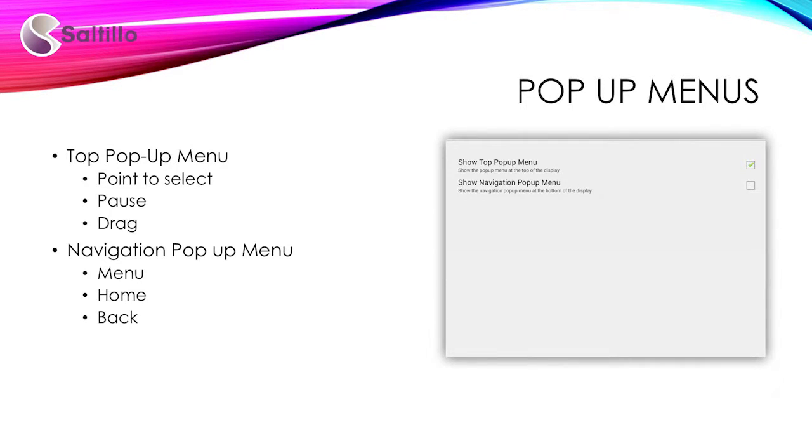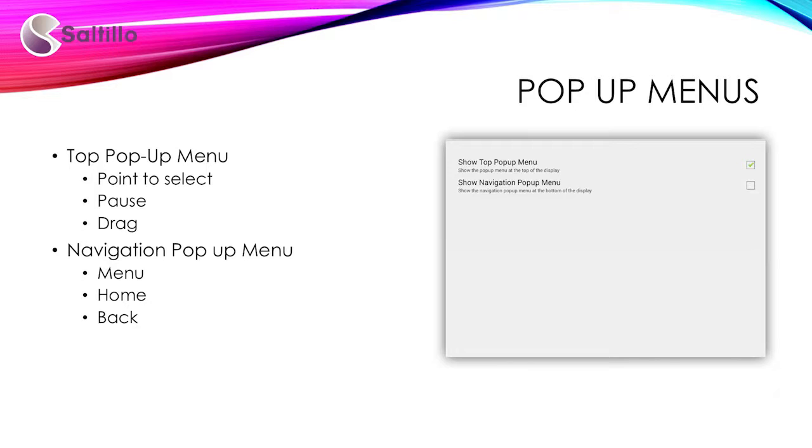Pop-up menus. There are two pop-up menus available to the user on the screen. The top pop-up menu. At the top of the screen is a pop-up menu with three options. The first, Pause. It allows you to look at the top of the screen and not select anything. If you select this, you can toggle between active and paused.